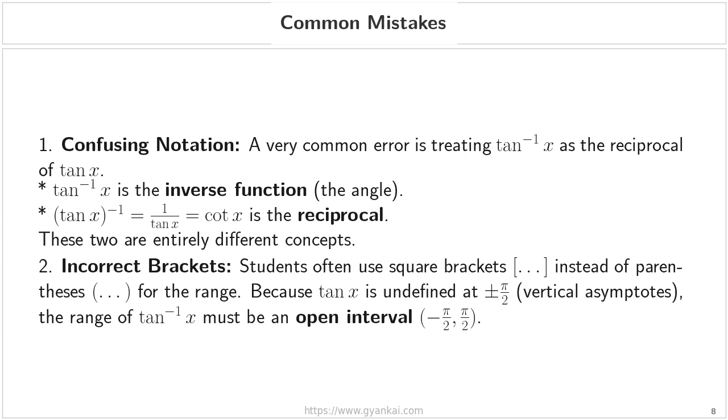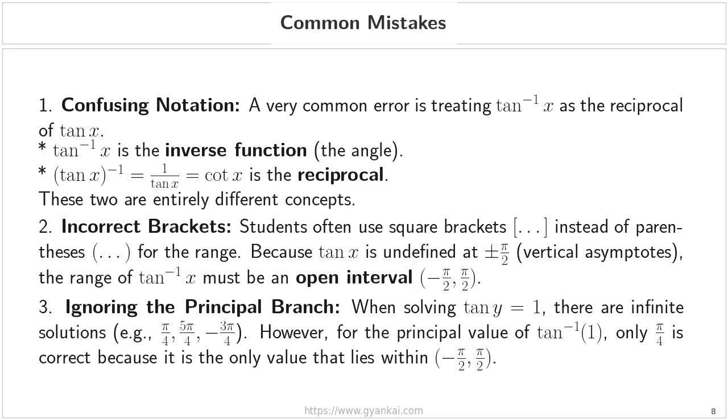Secondly, let's look at the use of brackets. When writing the range of the inverse tangent function, students often mistakenly use square brackets instead of parentheses. As we discussed in our analysis of the tangent function, tangent is undefined at plus or minus π/2 because of the vertical asymptotes. Therefore, the range of tan inverse x must be expressed as an open interval from -π/2 to π/2. Using square brackets would imply that the endpoints are included, which is mathematically incorrect in this case.